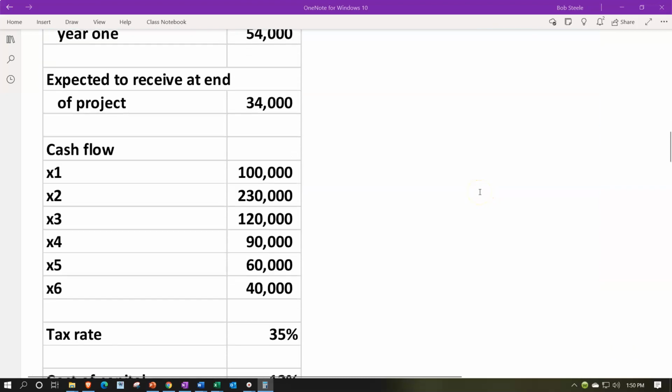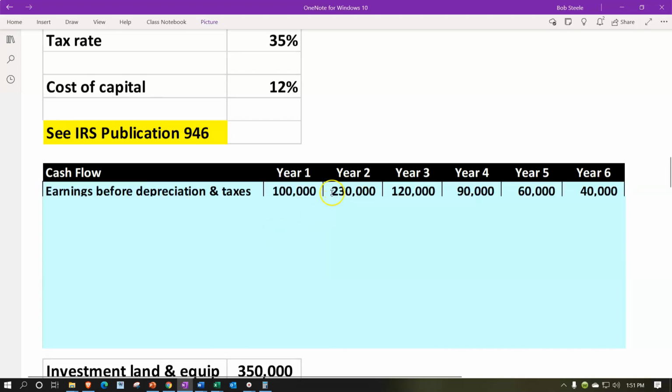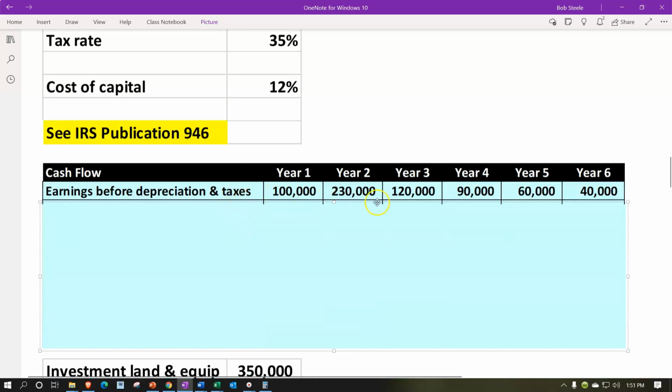Okay, next up in our process is to take a look at the cash flow, so that we can think about the tax impact on the cash flow and take that into consideration as well. So cash flow, and this is what we'll apply our present valuation on. We're going to take our earnings before depreciation and taxes, which is what we expect our benefit to be from this transaction: the 100 for year 1, the 230 for year 2, the 120 for year 3, the 90 for year 4, the 60 for year 5, and the 40 for year 6. We'll just line them out in a horizontal fashion for years 1 through 6.